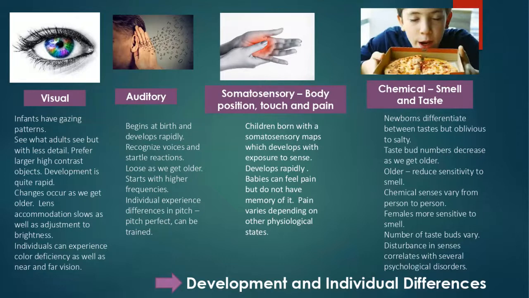Again, a disturbance in the senses correlates with several psychological disorders. For example, if someone has been in a war and there was a car bomb, and it was the smell of petrol, then that smell of petrol can trigger a psychological disorder. A memory around smell is often a trigger in a psychological disturbance, especially with things like post-traumatic stress disorder. So that is how those senses develop, and also the individual differences in the senses.